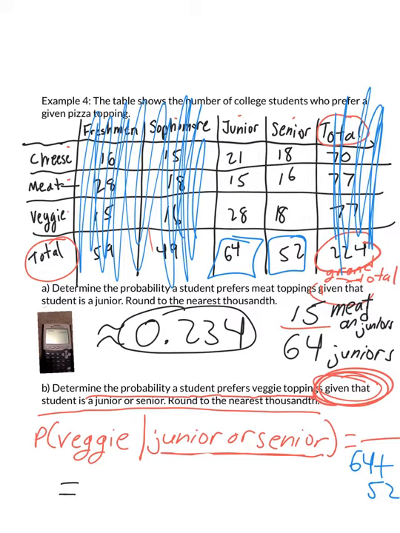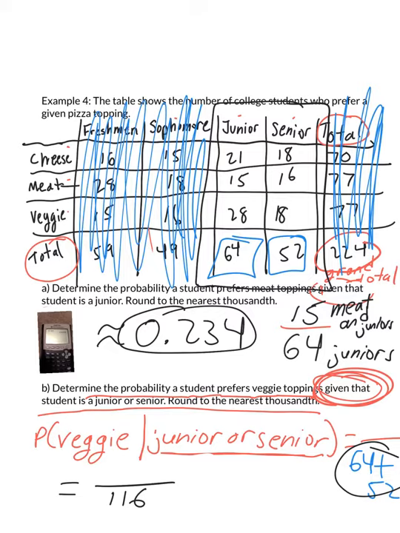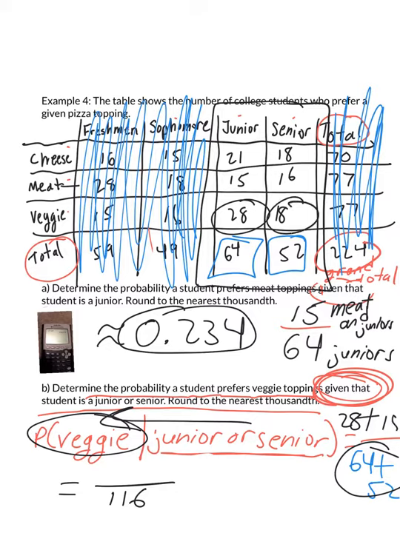If I do 64 plus 52, we only have 116 total people in the junior and senior columns. Still focusing on just those two columns for the entire question. Whatever you're given, whatever you're guaranteed, that's all you care about for the entire question, keep in mind. So of those juniors and seniors, how many liked veggie toppings? Well, 28 juniors liked veggie toppings, plus 18 seniors liked veggie toppings.